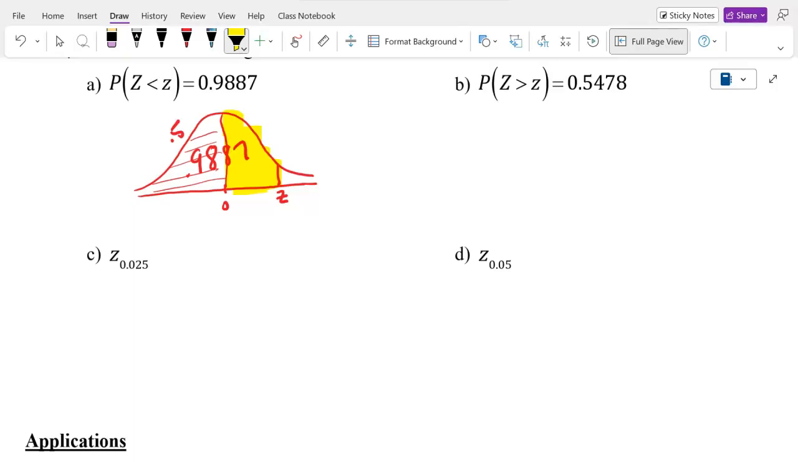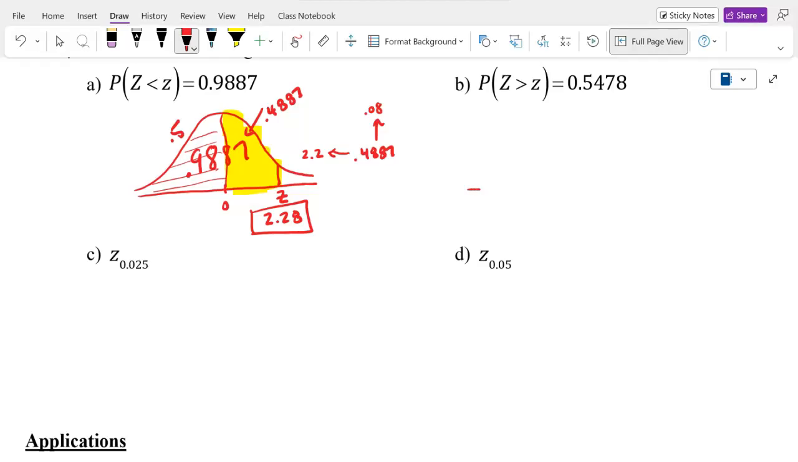Well, I can find that. If all of the area underneath z is 0.9887, if I subtract out the 0.5, that leaves me with 0.4887 as this highlighted area. That should be in the table. I should be able to read back to the left and up. Let's do it. 0.4887. Find it in the body of the table. You're going to read back and up and add them together. You should get 2.2 and 0.08 when you read up and back. So that z-score is 2.28.